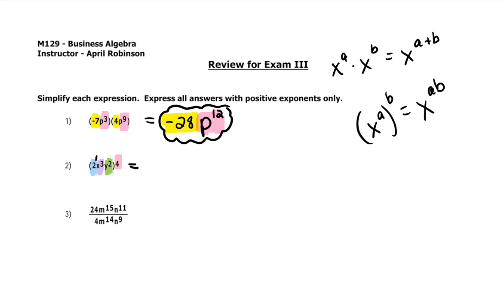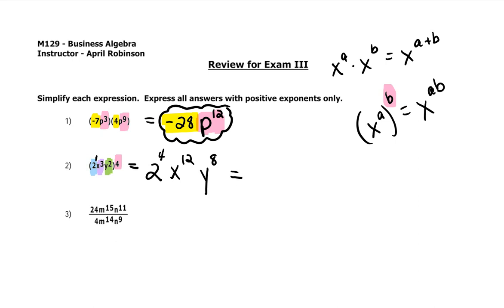So the 4 is like the b right here, and then the a is like the 1 and the 3 and the 2. So this is going to be 2 to the 1 times 4, which is 4. X to the 3 times 4 is 12. And then y to the 2 times 4 is 8.